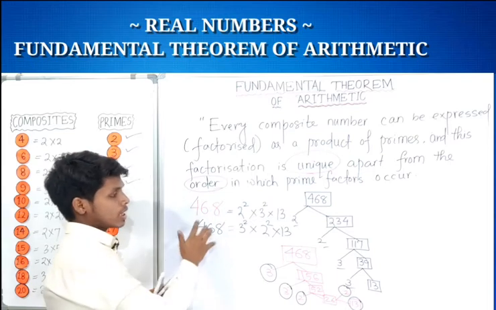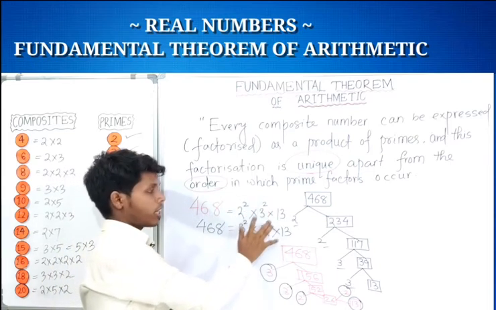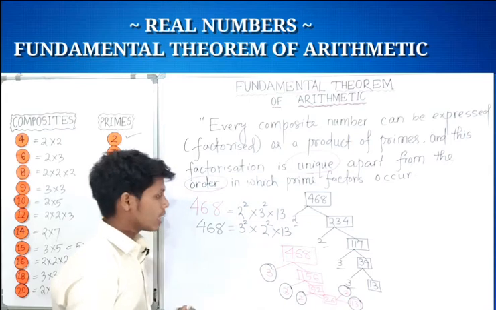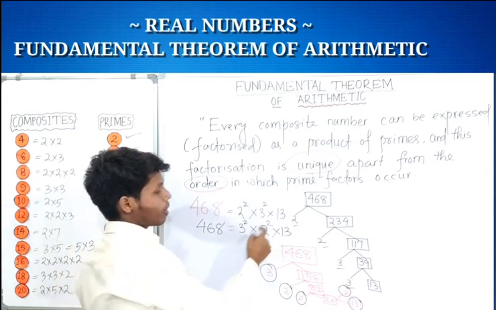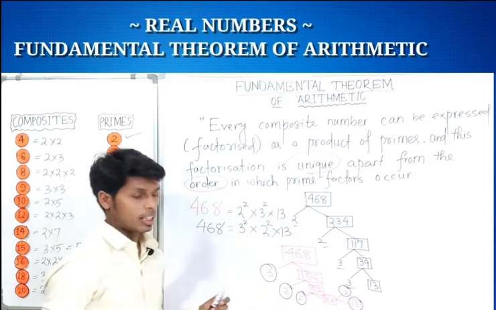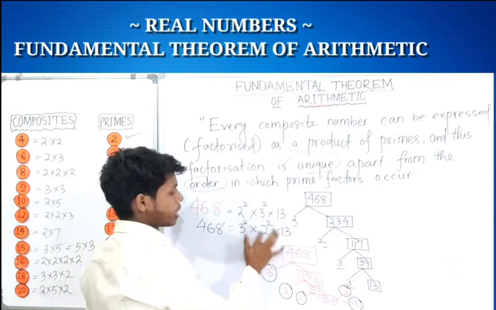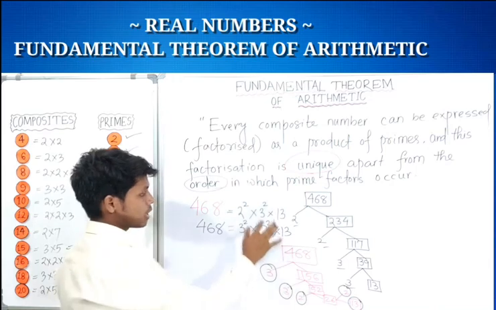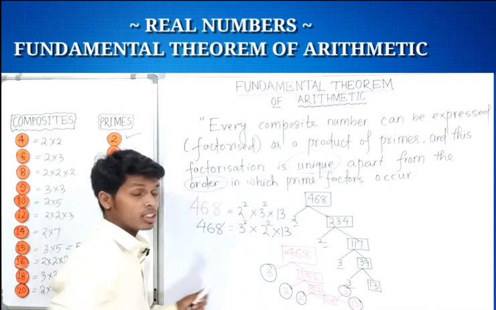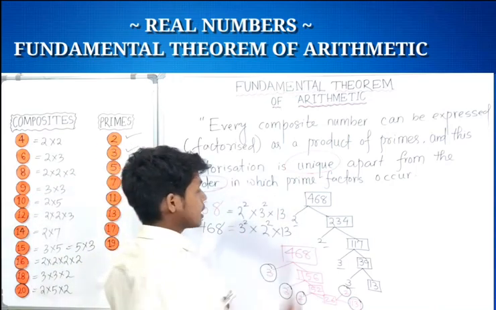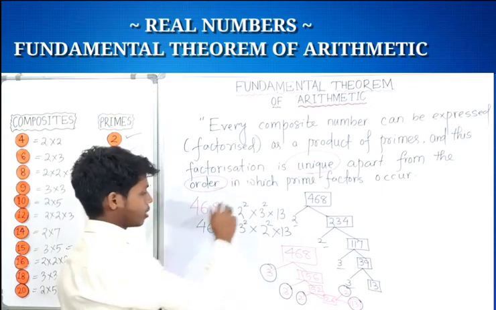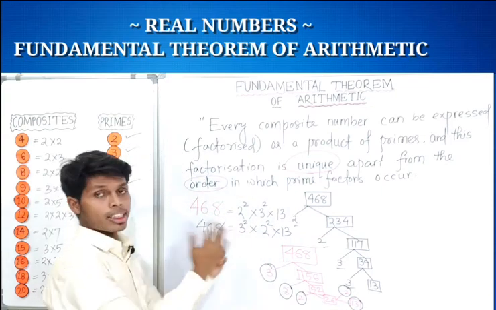This same 468 was written here as 2 squared times 3 squared times 13. Now it can be written as 3 squared times 2 squared times 13. Here 2 squared was at the beginning, and here 2 squared is in the middle. Here 3 squared was in the middle, here 3 squared is at the beginning, and coincidentally 13 is at the end in both cases. But here the order is changed.